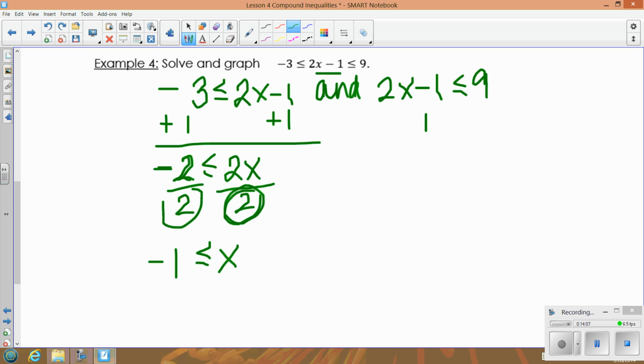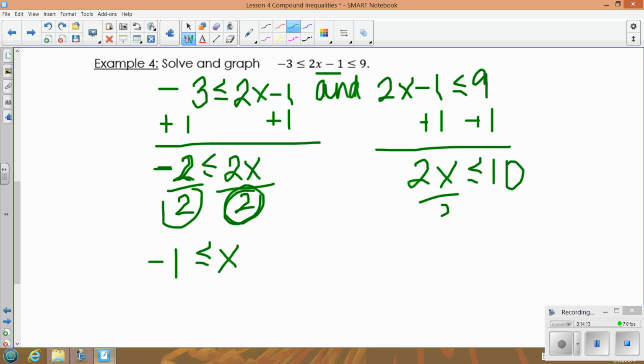Then I go over here, I bring the 1 over. So I have 2x less than or equal to 10. Divide everything by 2. We get x is less than or equal to 5.